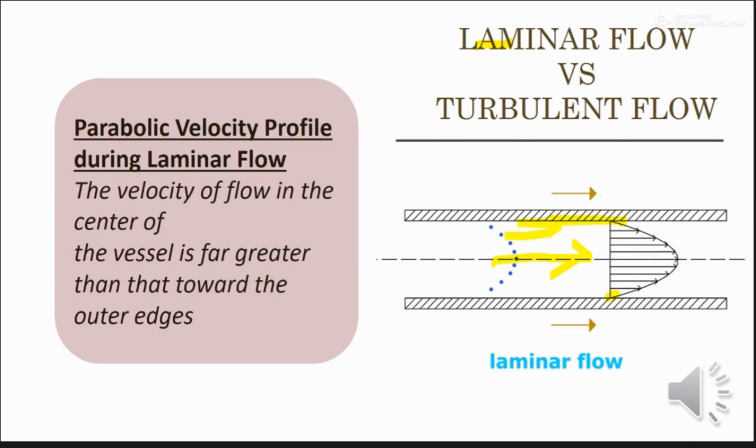So the next layer next to that slips over, okay? And the third layer over the second, and the fourth layer slips over the third, and so forth. Therefore, the fluid in the middle of the vessel can move rapidly, because many layers of slipping molecules exist between the middle of the vessel and the vessel wall.